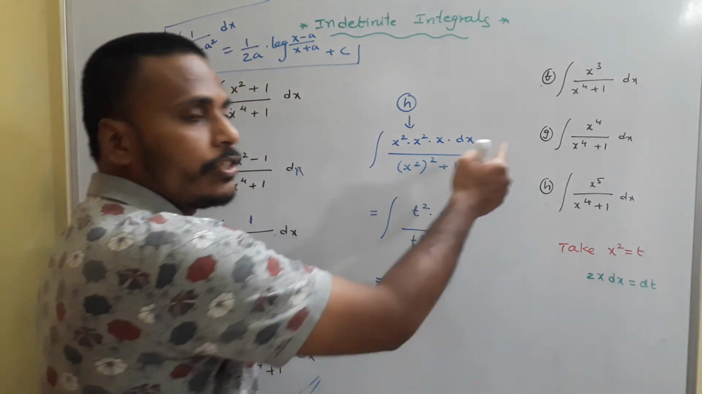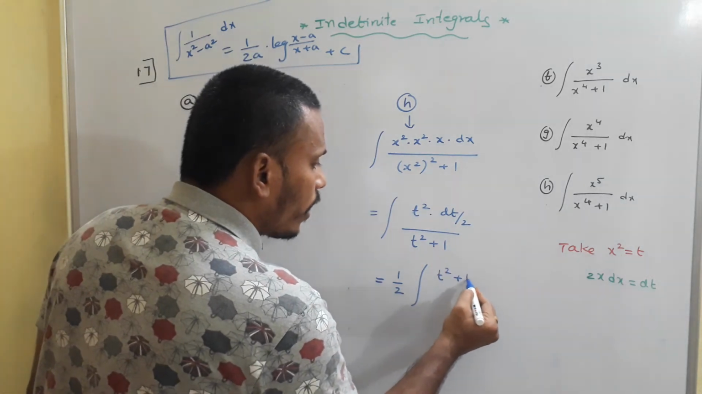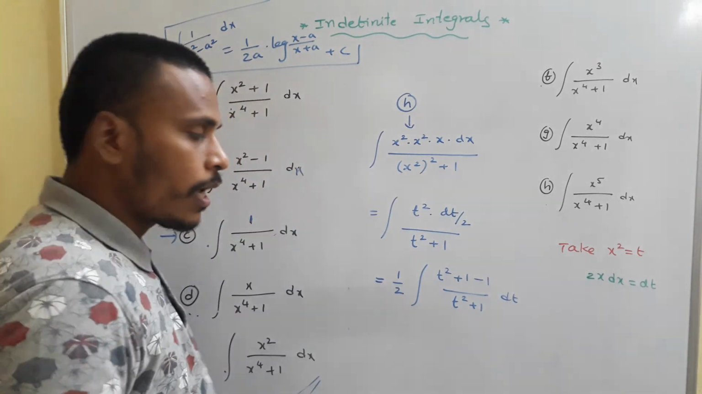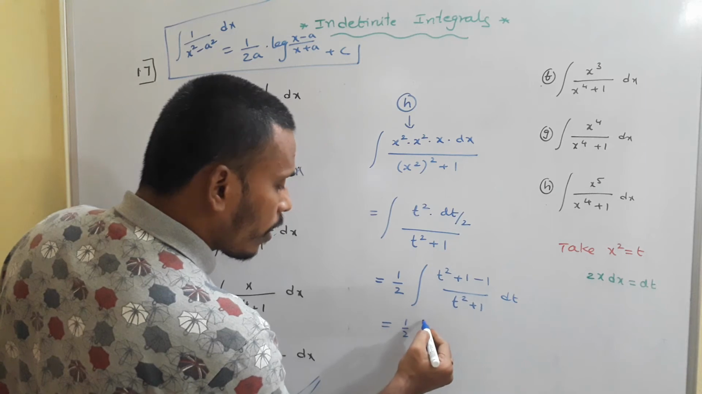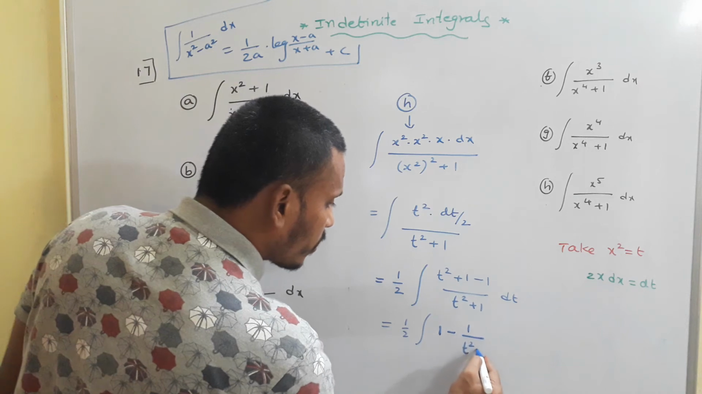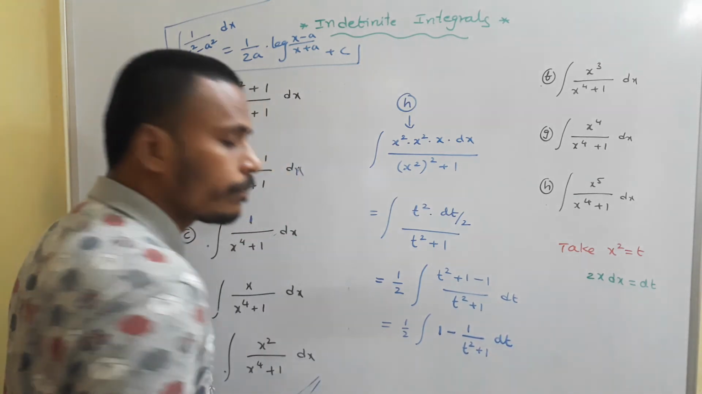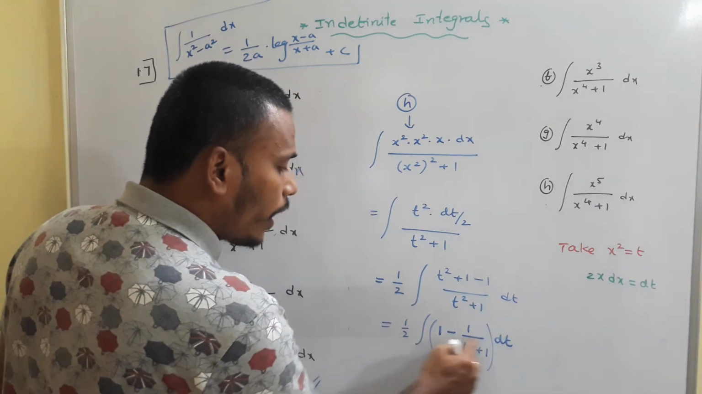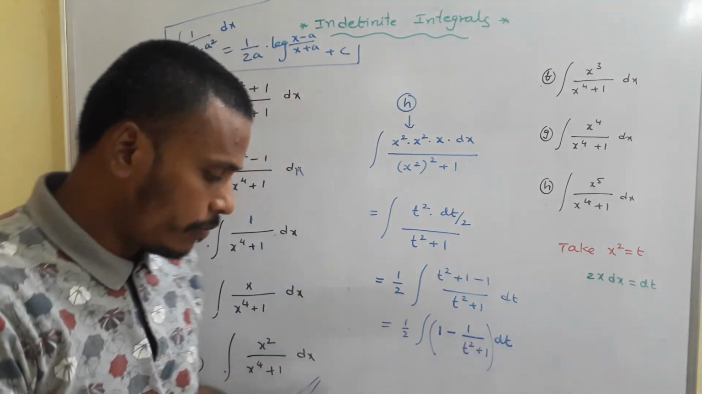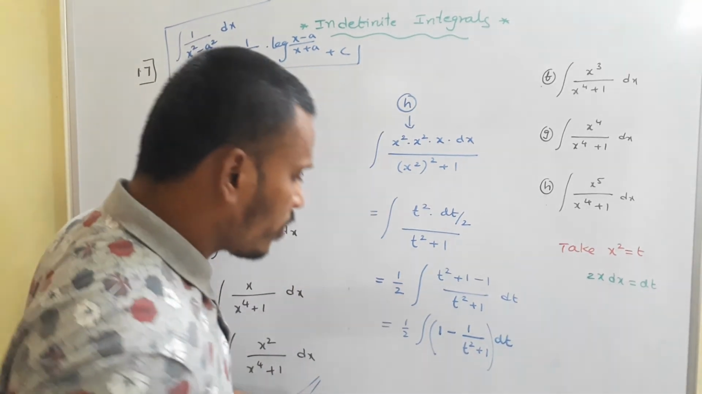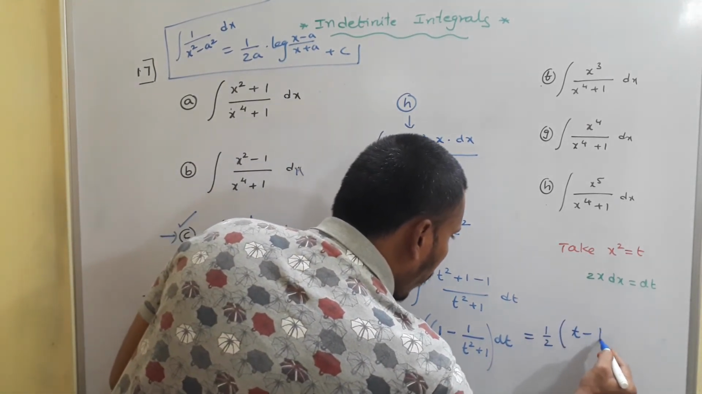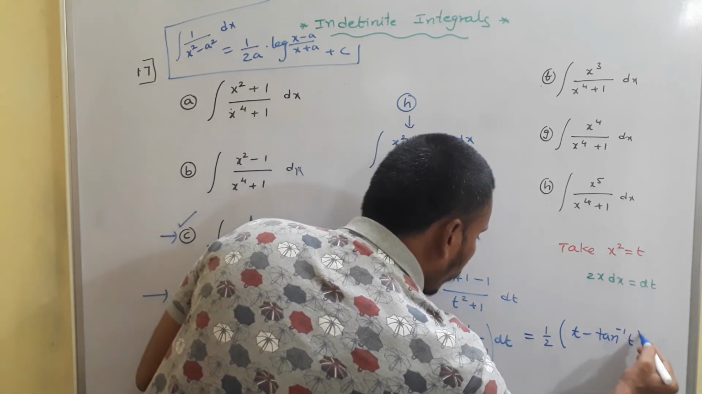Just as we did for the previous bit, here again you need to add 1 and subtract 1: t square plus 1 minus 1 by t square plus 1 dt. This is equal to half integral of 1 minus 1 by t square plus 1 dt. Integral of 1 dt is t, and for 1 by t square plus 1 it is tan inverse t. So at the end our answer is half of t minus tan inverse t plus c.